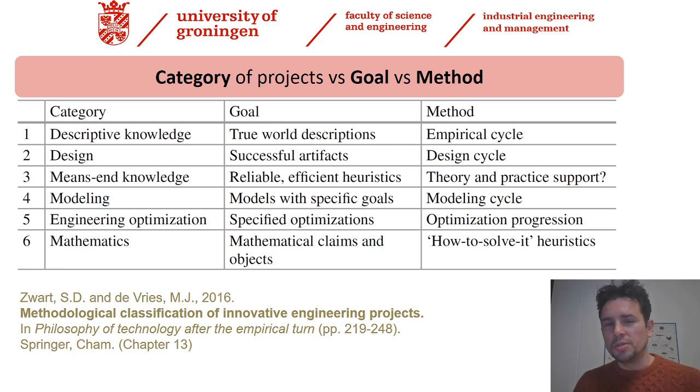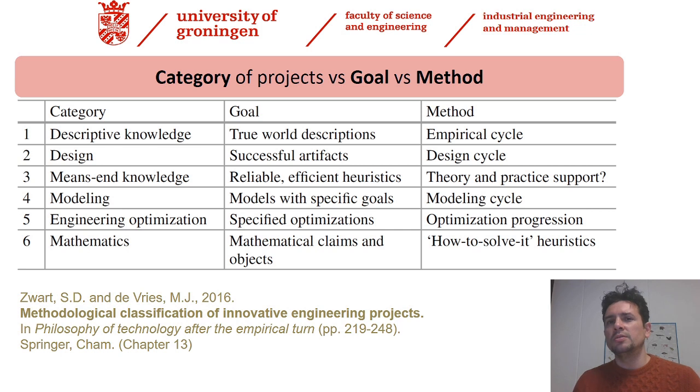Now, for instance, if we go to descriptive knowledge, it was one type of project. The main goal for those projects was true world descriptions, and most of the time they were using just the empirical cycle. But if we go to engineering optimization of different types of systems, then we go to optimization progression. That's the method connected to the goal, very specific optimizations. Now, we can also see the mathematics-oriented type of projects. Here, we make use of heuristics, knowledge that is already there, and we adapt that knowledge in order to reach a mathematical claim or a new mathematical object.